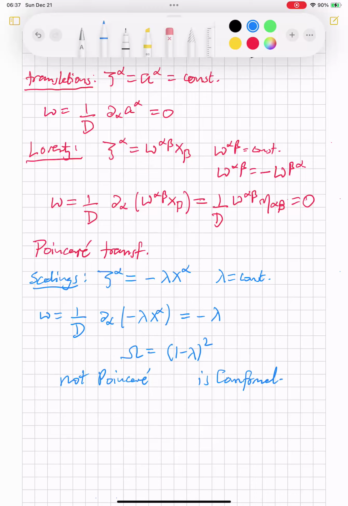Good. We've got one more transformation left, and that is associated with parameter B alpha. That's called a special conformal transformation, and we'll do that next.